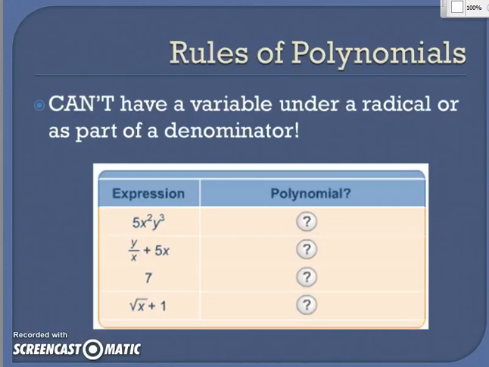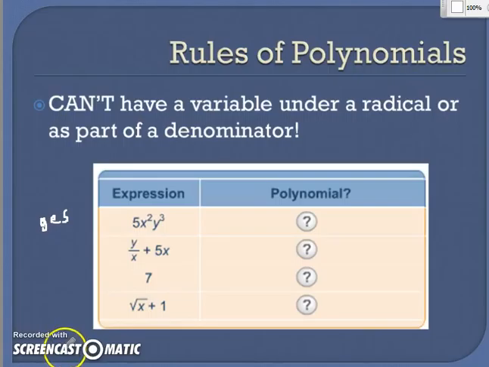There's some specific rules for polynomials. Specifically, a polynomial cannot have a variable underneath a radical sign, and a variable cannot be part of a denominator. So those are the two main rules for polynomials. So looking at these examples, for 5x squared y cubed, I don't see any variables under the radicals, and it's not part of a denominator. So this one is a polynomial.